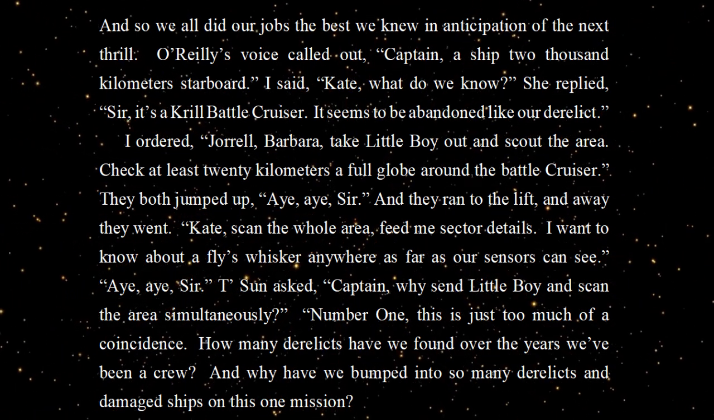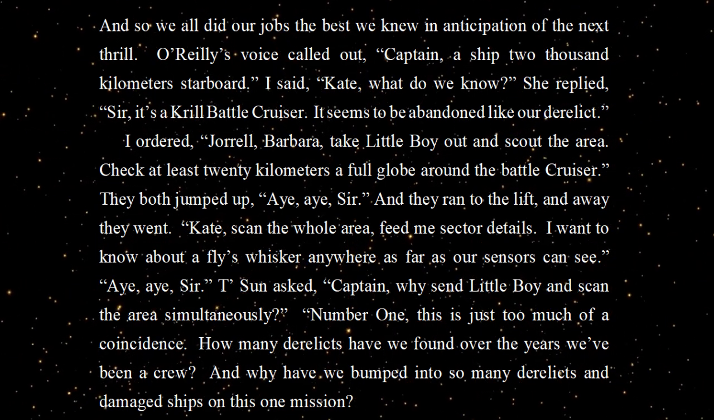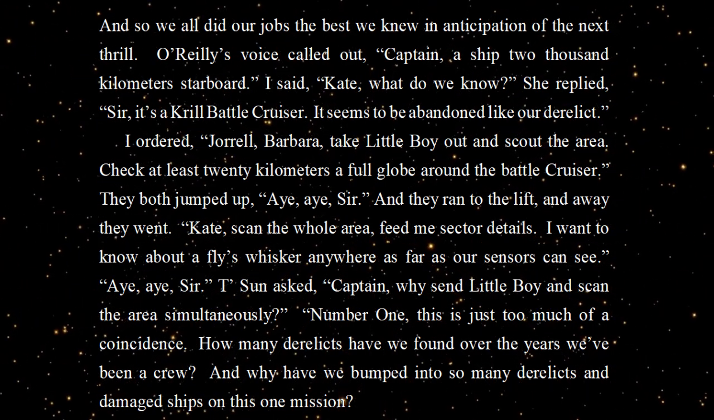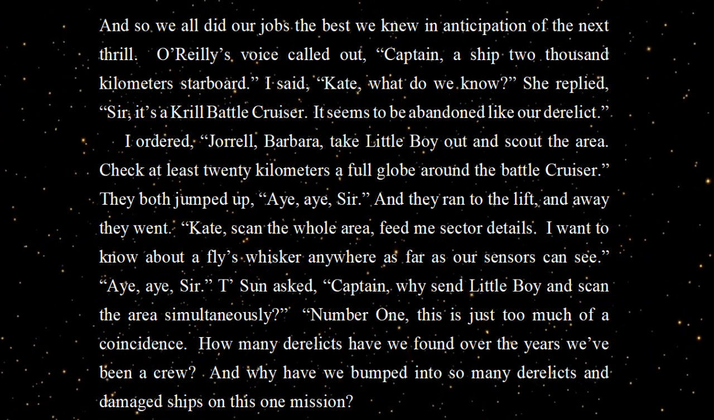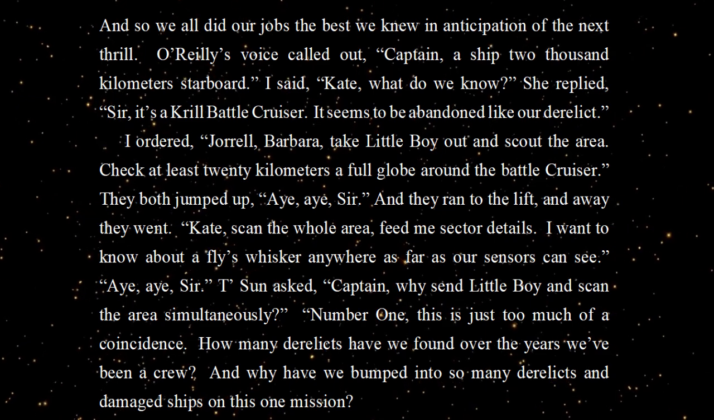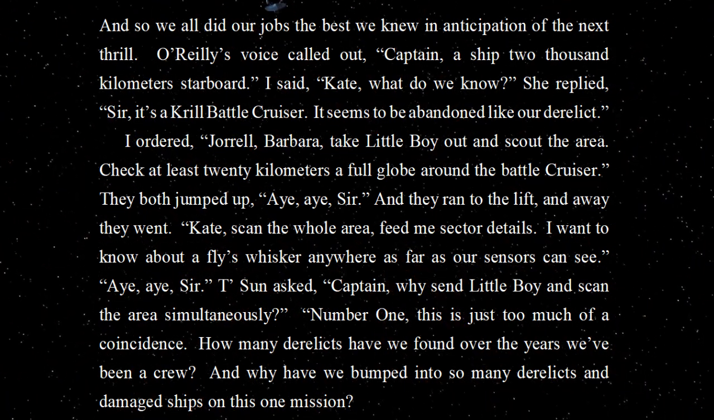And they ran to the lift, and away they went. "Kate, scan the whole area, feed me sector details. I want to know about a fly's whisker anywhere as far as our sensors can see." "Aye, sir." T-Sun asked, "Captain, why send little boy and scan the area simultaneously?"